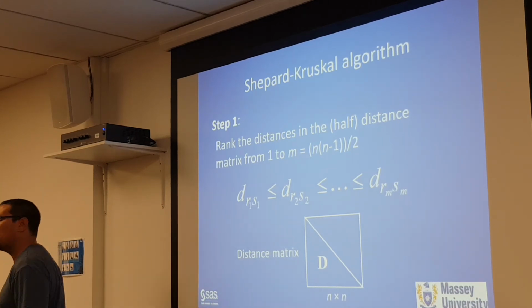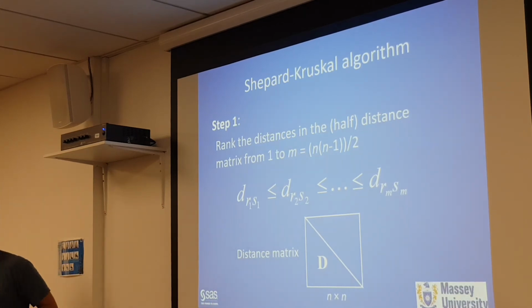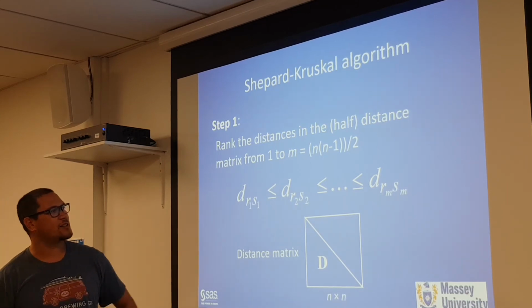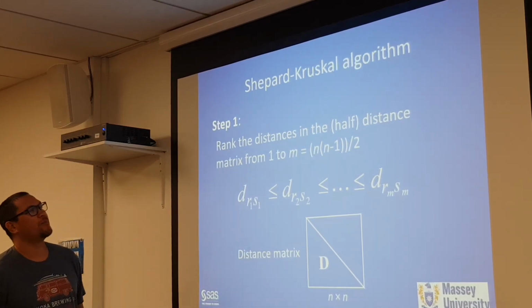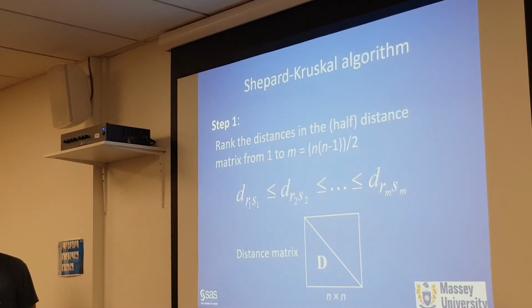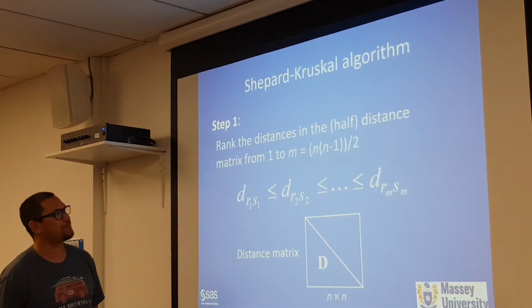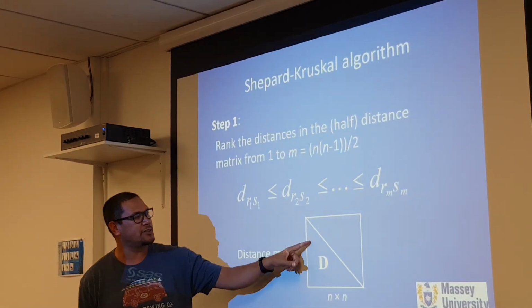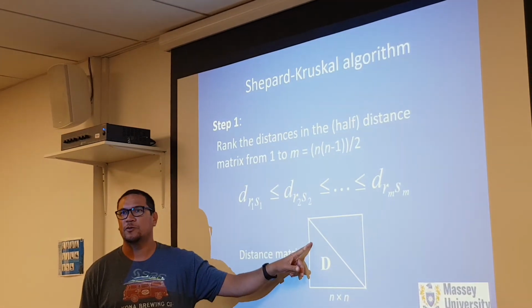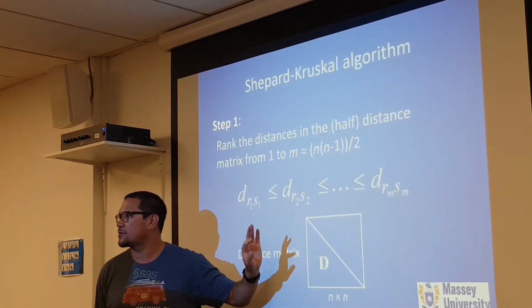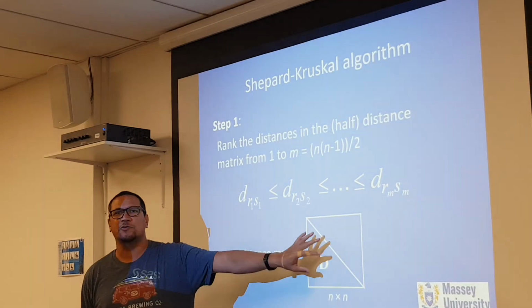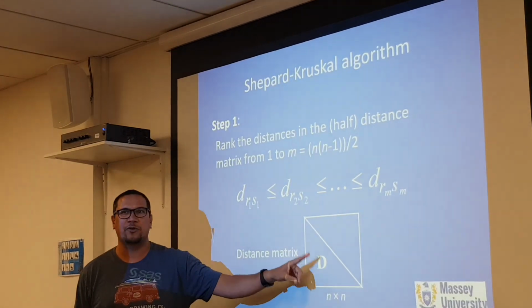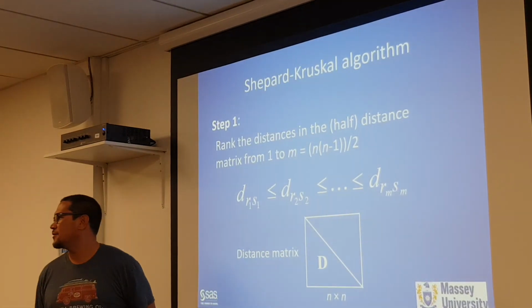Okay, so we use something called the Shepard-Kruskal algorithm here. So what are we trying to do? First step is to rank the distances in the distance matrix from those points that are most similar to the points that are furthest apart, right? So we've got a bunch of distances here, right? Which one is the smallest? Which one is the biggest? We're just going to replace the actual values with a 1, 2, 3, 4, 5, 6, 7, just the ranks, basically.